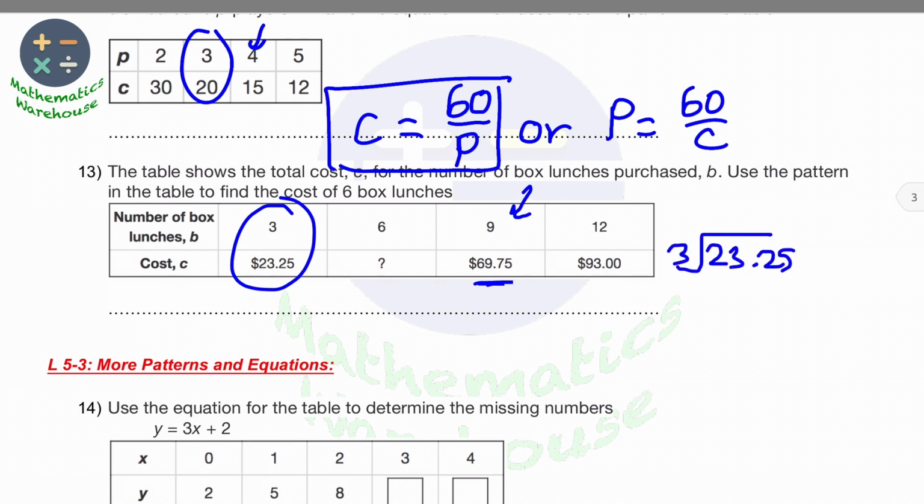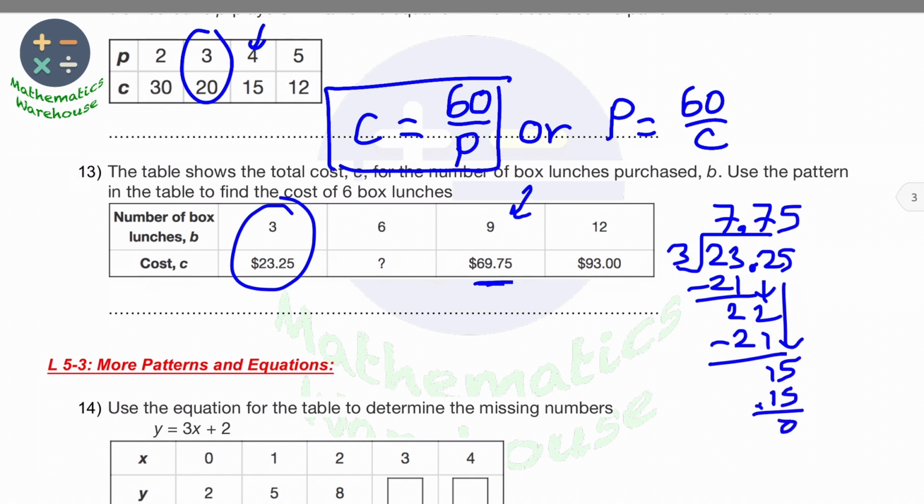23.25 by 3. 23 divided by 3 equals 7. 7 times 3 is 21. Subtract, equals 2. The point up and 2 down. Now you have 22 divided by 3 equals 7. 7 times 3 equals 21. Subtract, equals 1. And bring down 5. Now 15 divided by 3 equals 5. 5 times 3 equals 15. So the number is 7.75.